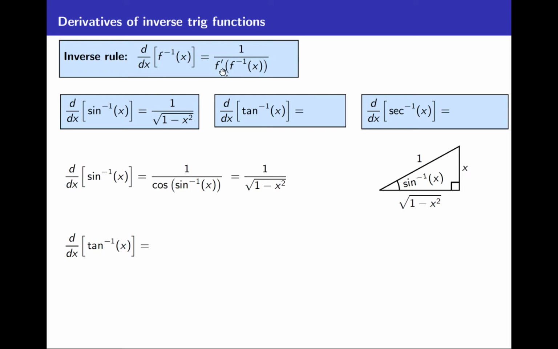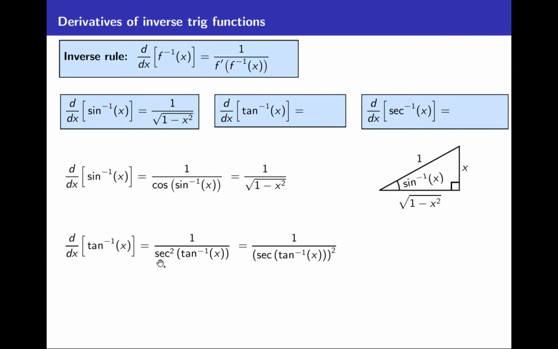Now the f prime would be the derivative of tangent, and the derivative of tangent is secant squared, as we know. So we get 1 over secant squared of tangent inverse of x. And again, this is 1 over f prime of f inverse of x, where f is tangent. And let's see if we can simplify this in the same way that we simplified the expression for sine inverse.